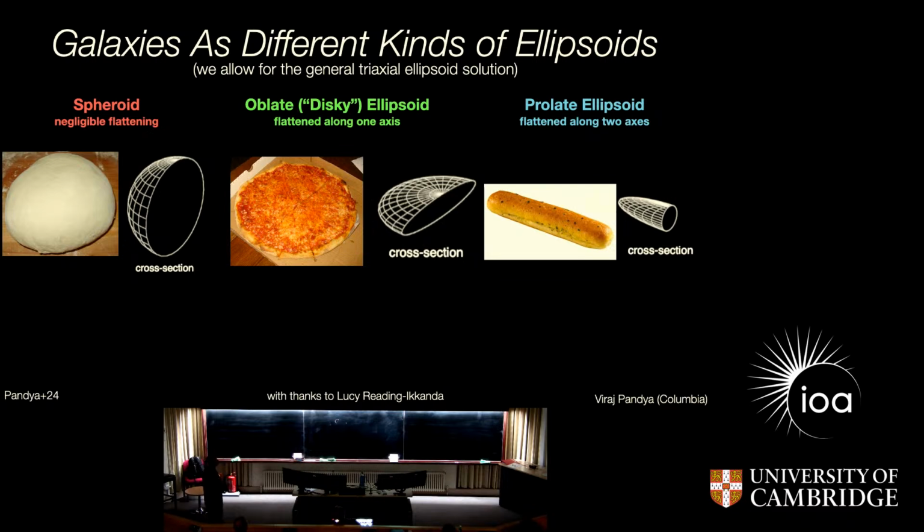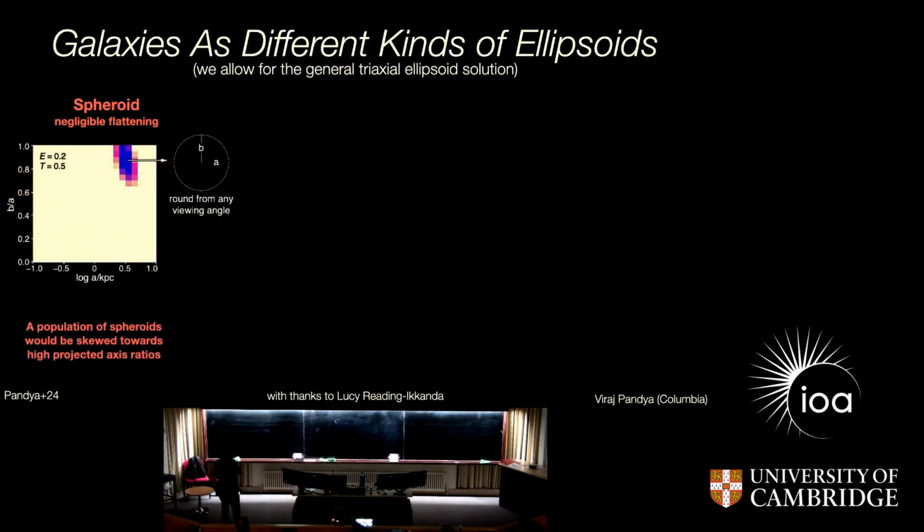Now, the key thing to know is that if you have a population of each of these kinds of ellipsoids, they're going to leave a unique signature on that B over A versus size diagram. So for example, take spheroids. As Hubble himself mentioned 100 years ago, a population of spheroids, no matter how you look at them, are going to appear round in projection on the sky. So they're going to appear near the top of the same B over A size diagram.